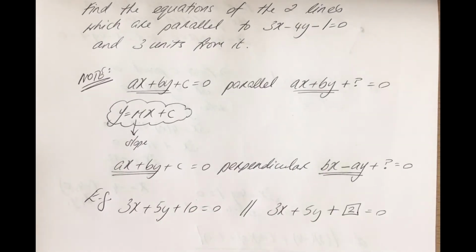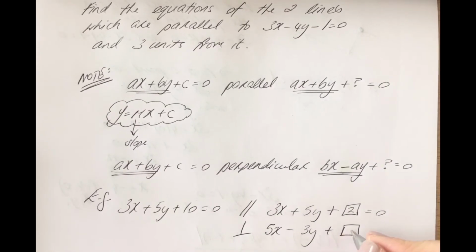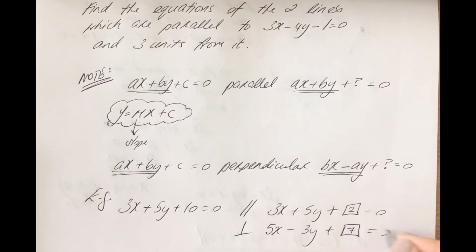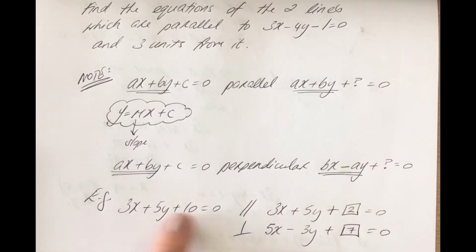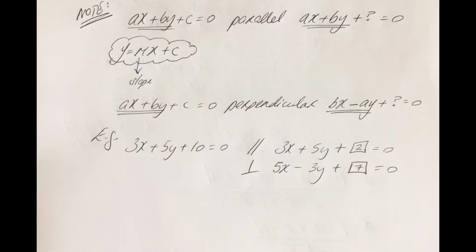Now, if I wanted a line perpendicular to that line, I would flip around the coefficients and change the sign. And again, I could add on whatever I want to add on here. We can pick, let's pick 7 this time. That line has to be perpendicular to that line because I flipped around the coefficients and I've changed the sign.